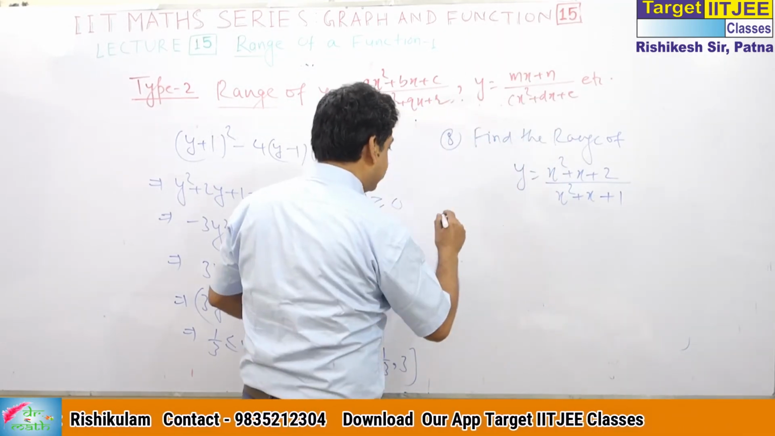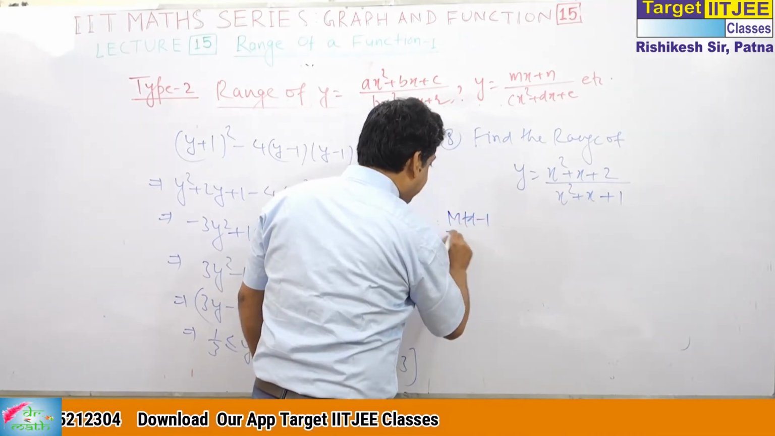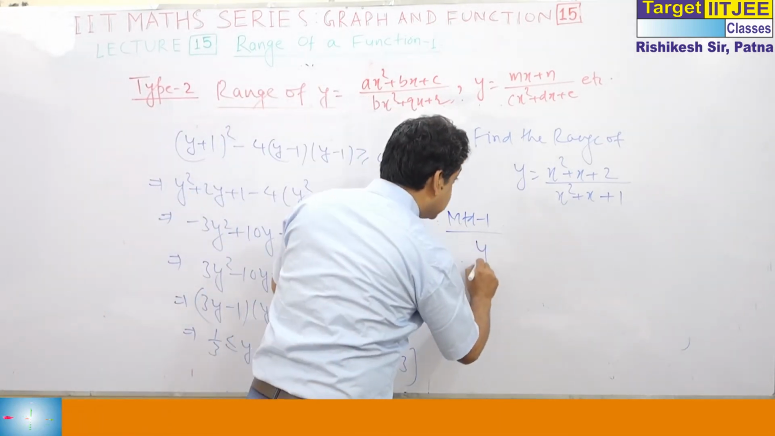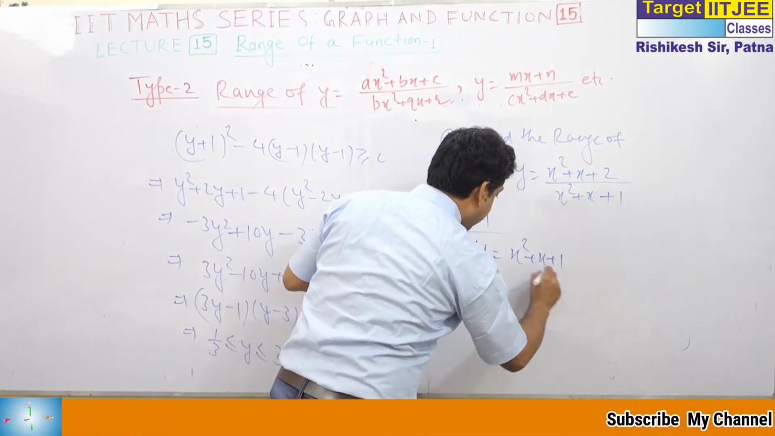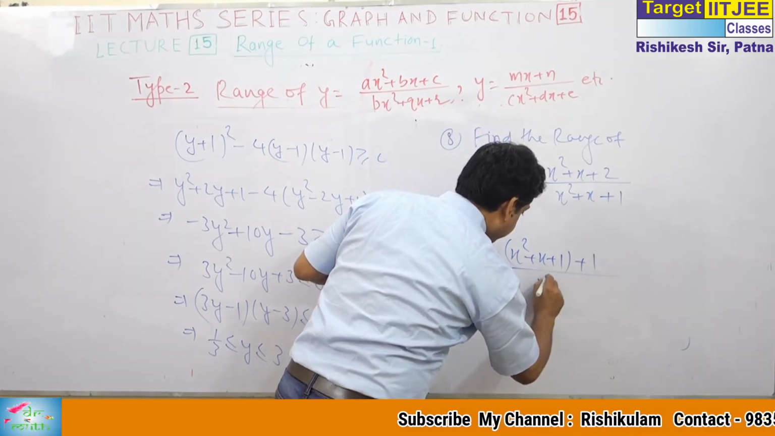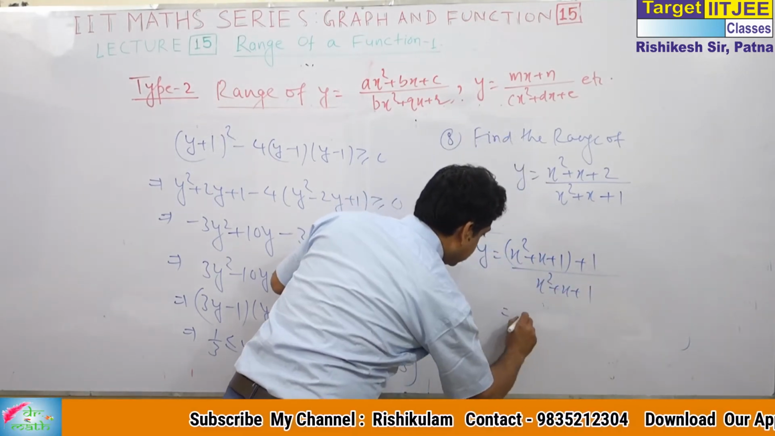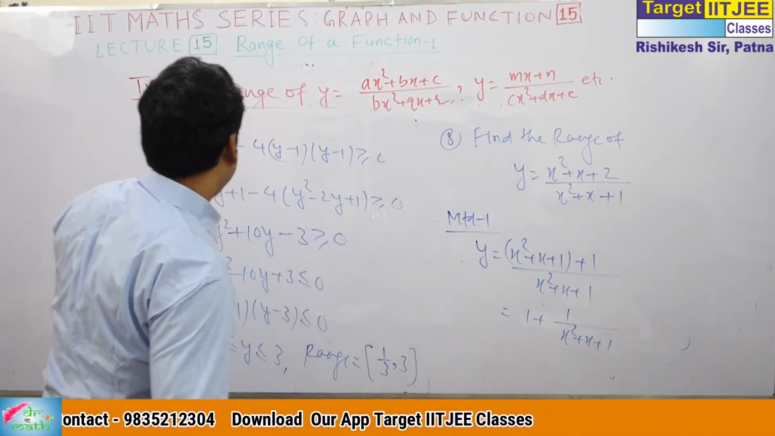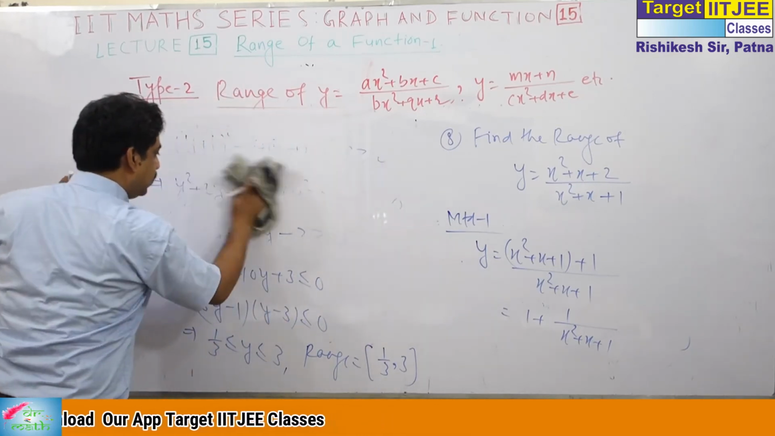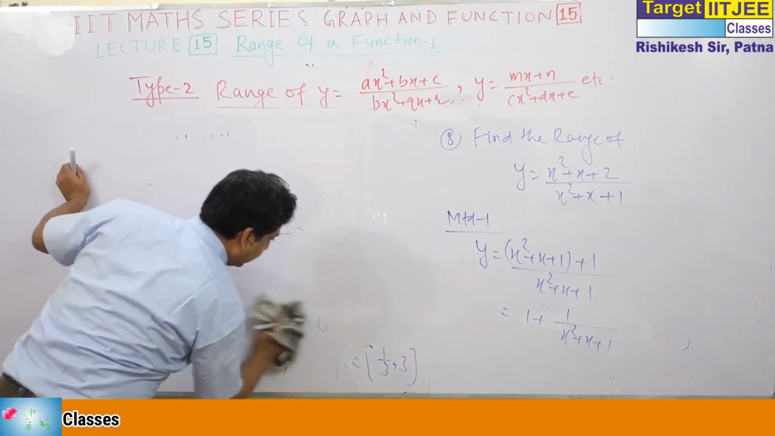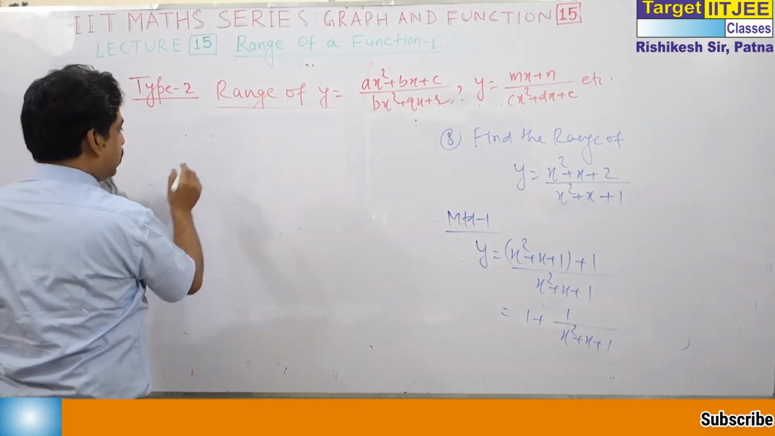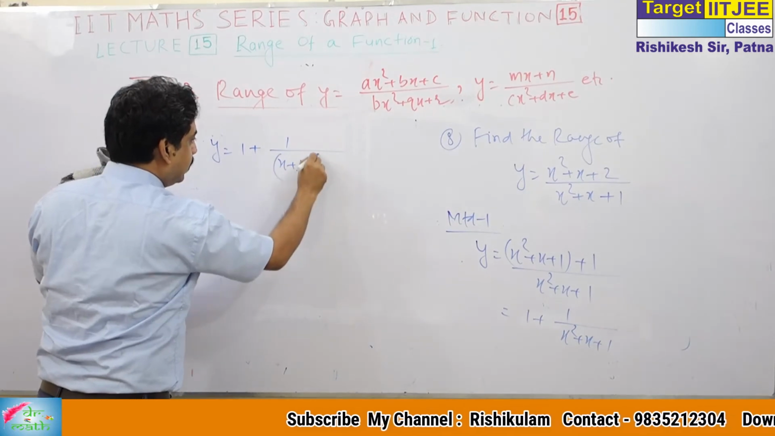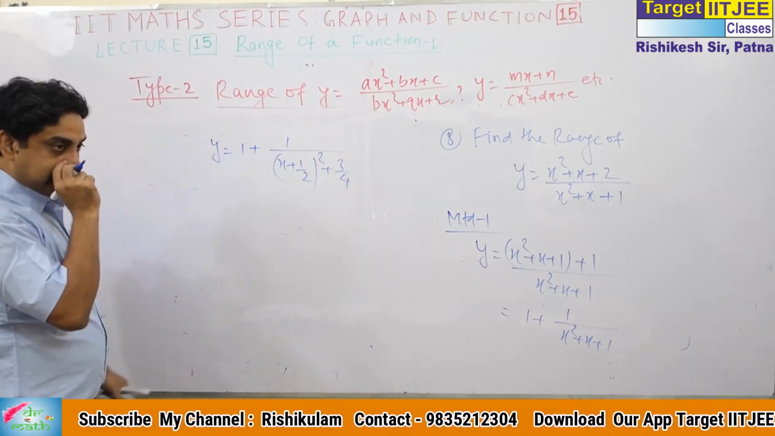What is method 1 of this? Actually, I am interested in two methods. Method 1: you can see y is equal to x square plus x plus 1 by x square plus x plus 1, so this is 1 plus 1 by x square plus x plus 1. Now you will be expert at making a perfect square. Y is equal to 1 plus 1 by that, which you can do yourself. Easy one, making a perfect square.